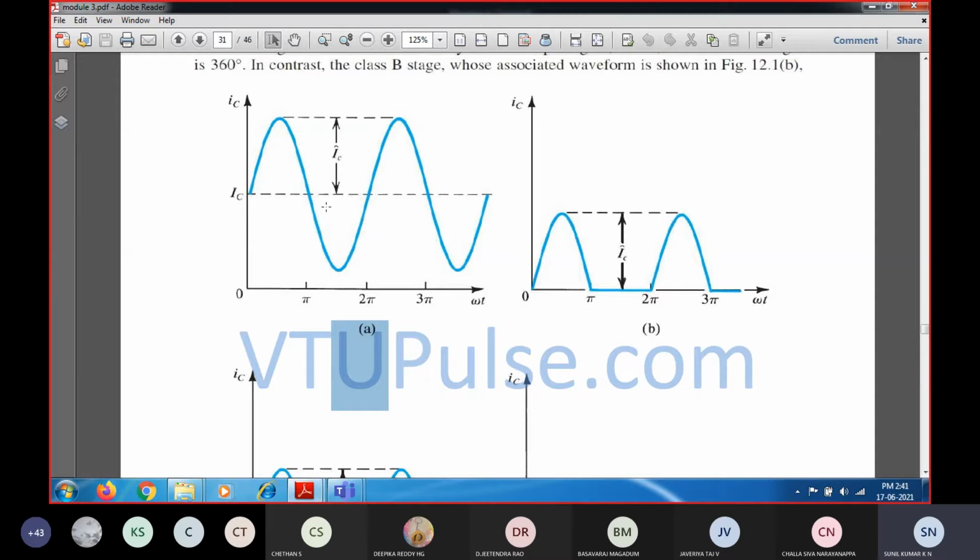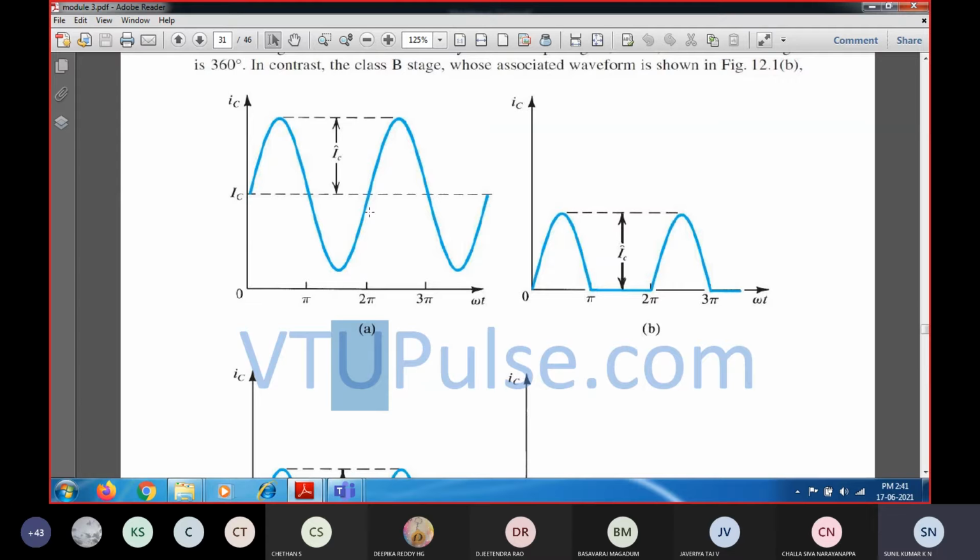That means for the class A amplifier, the output varies for 0 to 2 pi. For a given input cycle, the output also varies with a full cycle. So that is about the class A amplifier output.